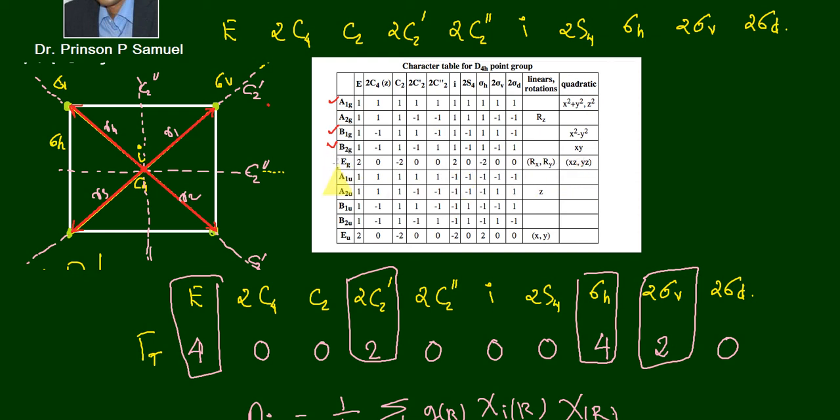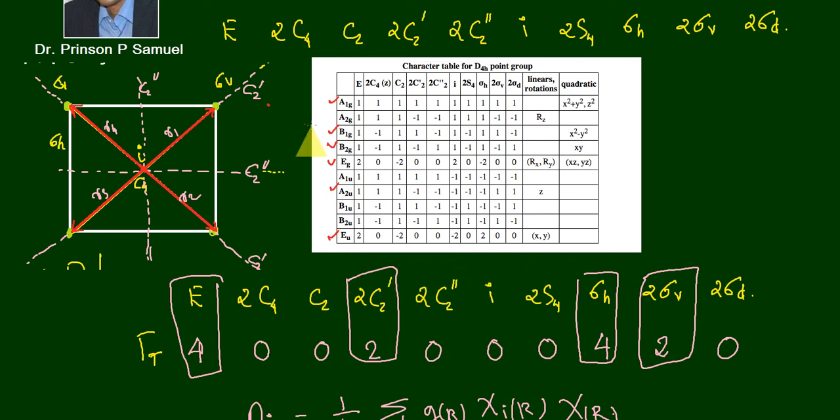So we will pick Eg for the calculation, and we don't need to go for A1u because that doesn't belong to any of the atomic orbitals. Then after that we will go for z, because this belongs to the pz orbital. So we will pick A2u. Okay, after that we will pick the last one, that is Eu, because that belongs to px and py.